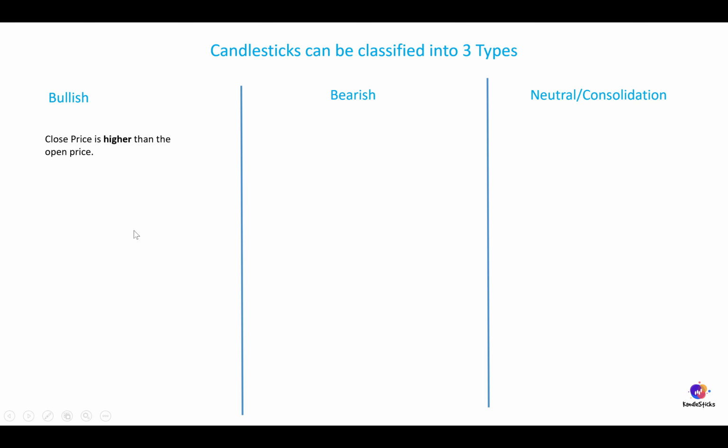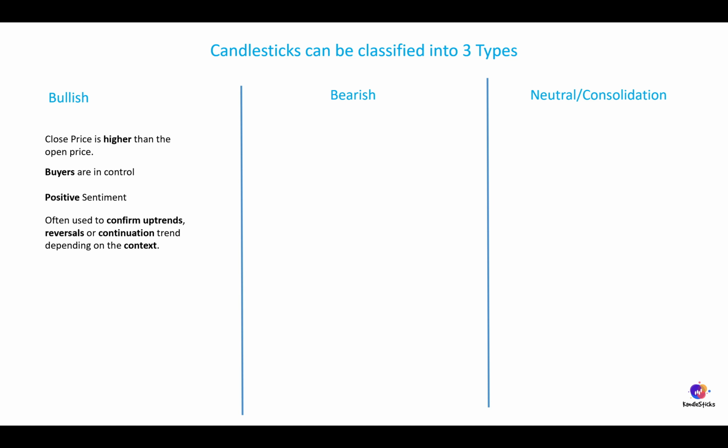A bullish candlestick is one where the closing price is higher than the open price, which is exactly what we looked at in our previous session. Bullish candles are those where the buyers are in control and the overall sentiment is positive, and they are often used to confirm uptrends, which is bullishness.